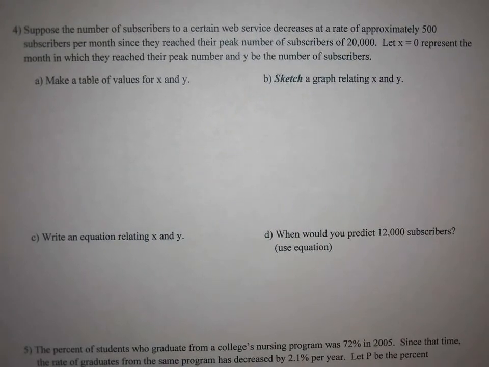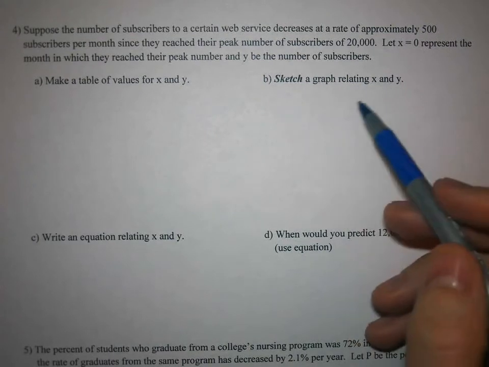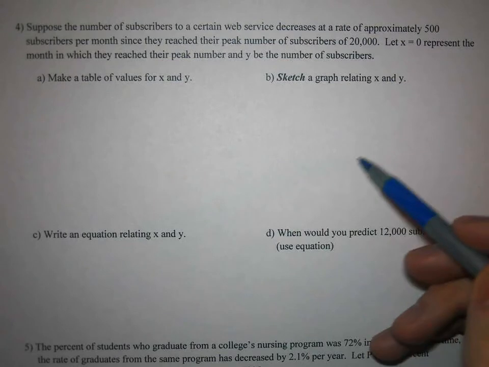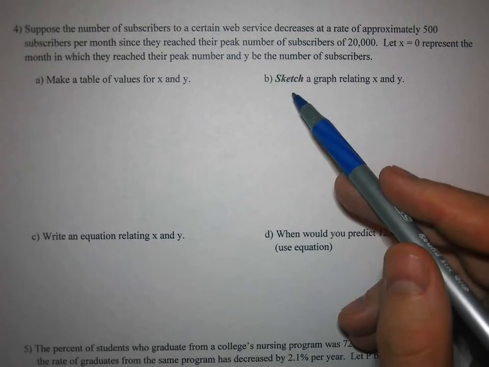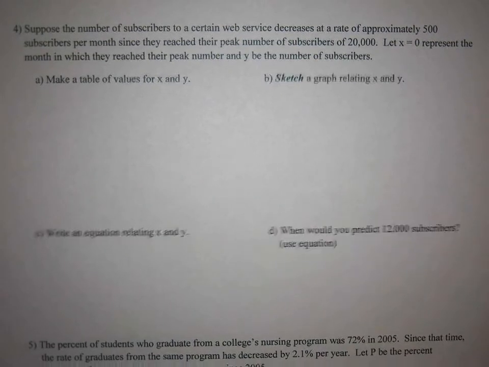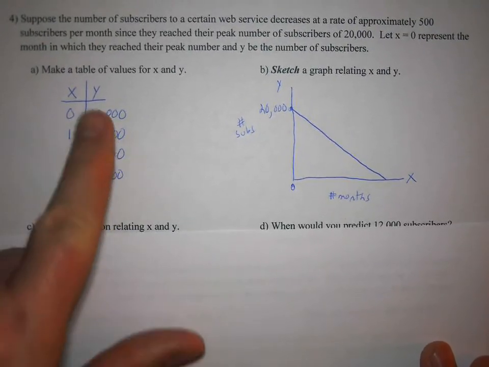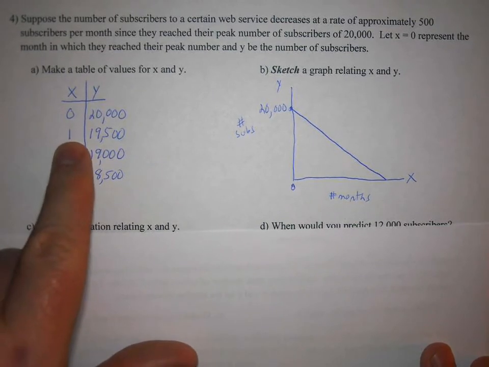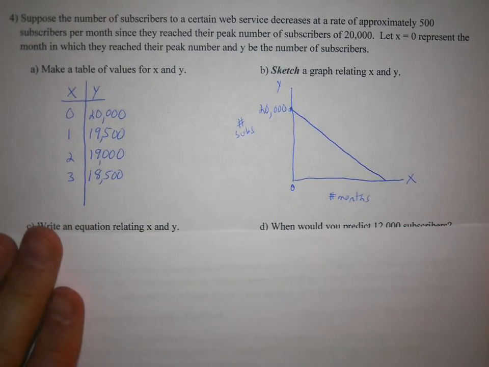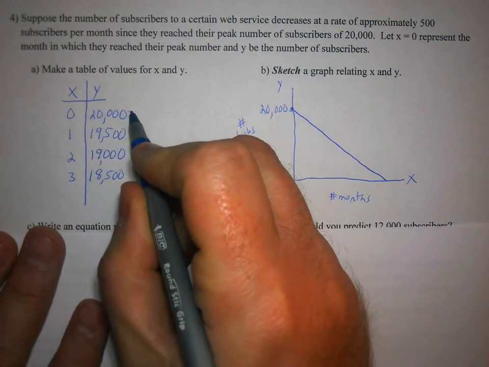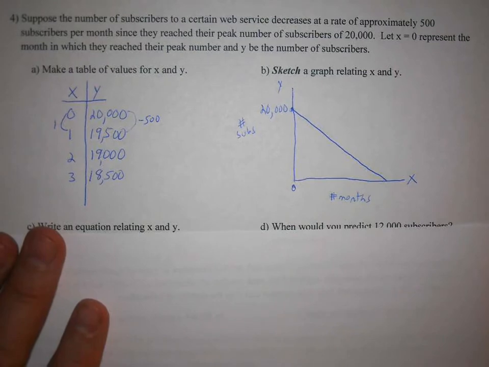So to make a small table of values and then sketch a graph relating X and Y, notice there's no grid here, so you don't need to worry about scaling it. A sketch is just so you can get an idea of what's happening with the relationship. Okay, so I'll put the answers up there. So there's a table of values. Again, they started at 20,000 after 0 months. After 1 month, they lost 500 to get down to 19,500, and so on. So you can see what's happening is the number of subscribers decreases by 500, so down 500 every 1 month.